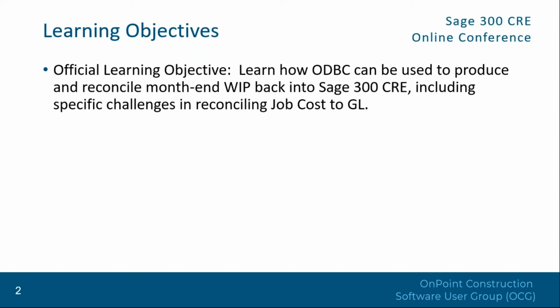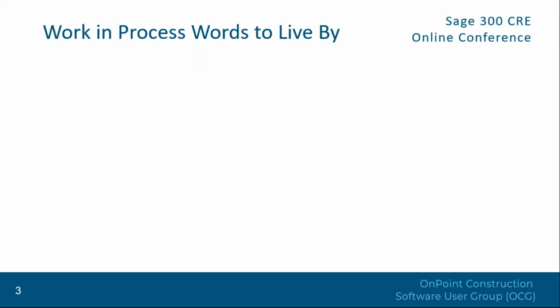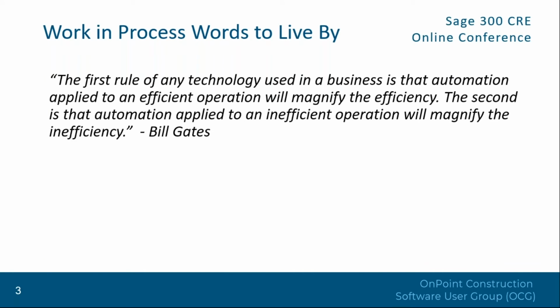So one of the things that we really tried to do is look at what was causing the process to fail and what we can do to improve it. So the first thing we learned was this, and there's a great quote I have. I'm bringing it up on the screen right now. This is my work in process words to live by. And it's a quote from Bill Gates, and it goes like this.